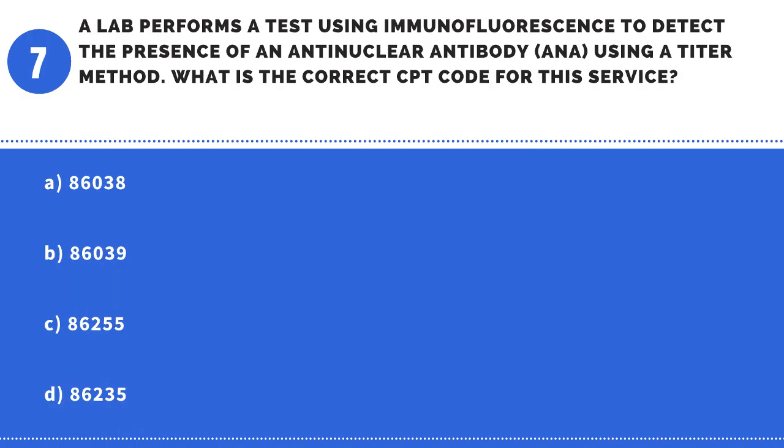Question 7. A lab performs a test using immunofluorescence to detect the presence of an antinuclear antibody, ANA, using a titer method. What is the correct CPT code for this service? A. 86038. B. 86039. C. 86255. D. 86235.